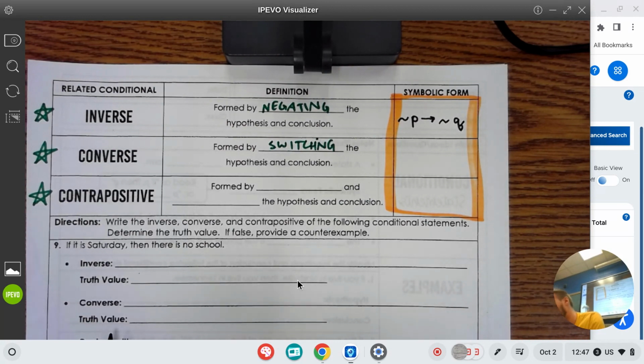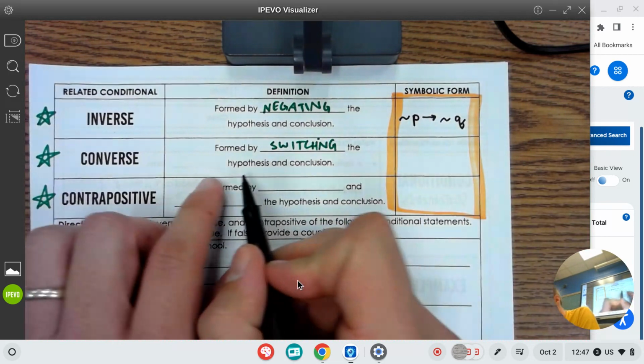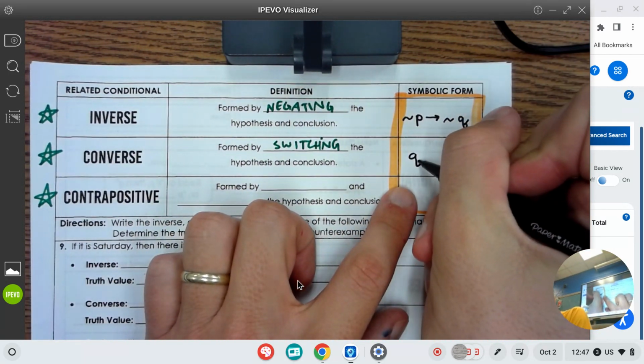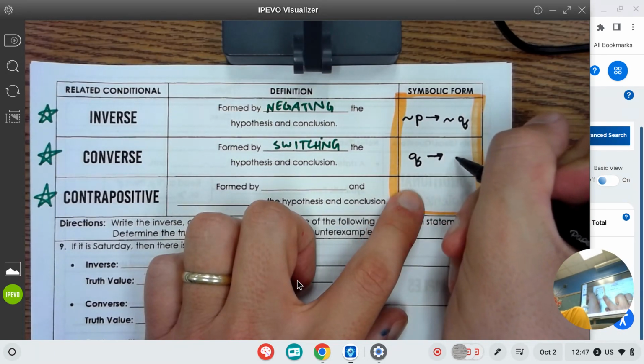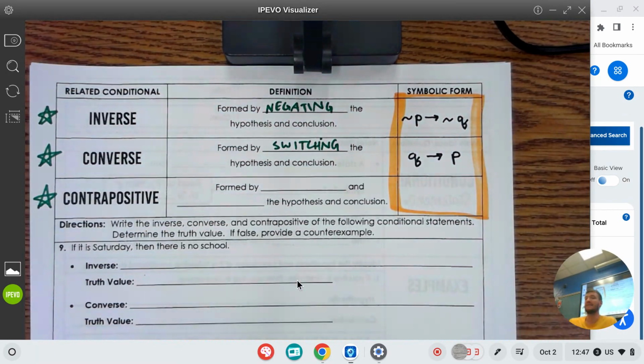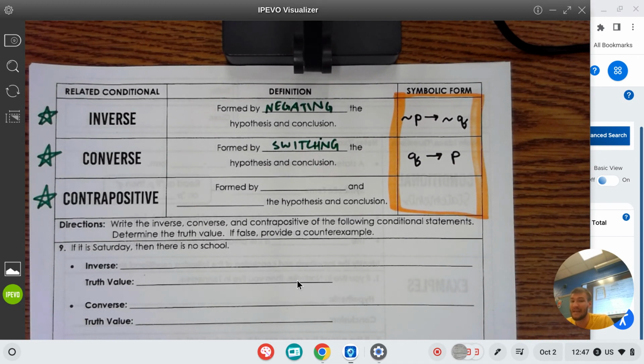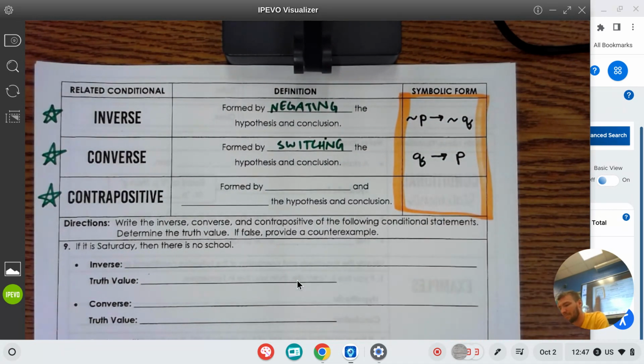That means we're going to go full crazy mode here. We're going to switch it around, and instead of hypothesis causing conclusion, the conclusion is going to cause the hypothesis. It doesn't say anything about negating. It doesn't say anything about not P or not Q. It just says switch them up. So we're going to put Q causing P. Or really, the word is implies. Q implies P. And the last one here is contrapositive.